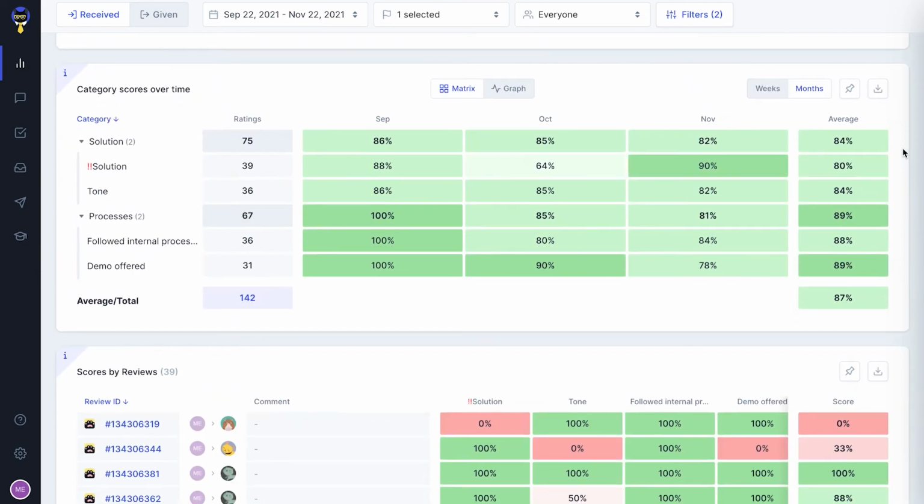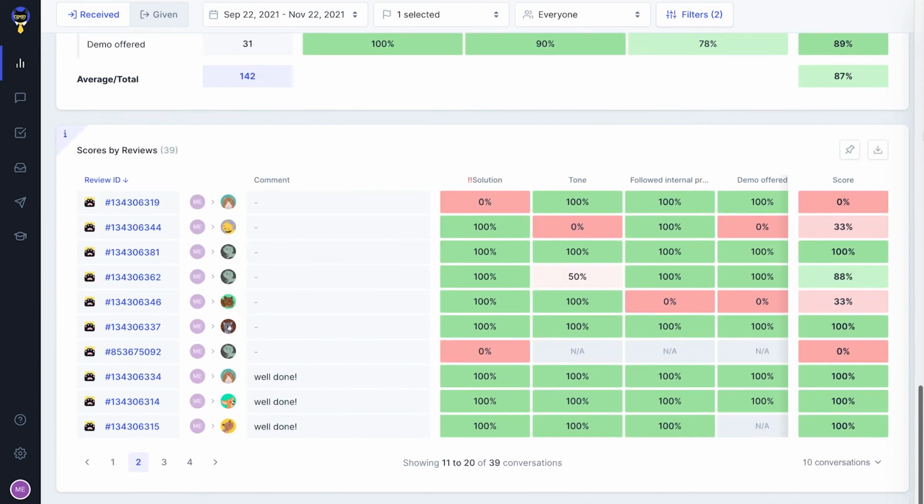The fourth table is the breakdown of the entire scorecard, and you can see rating categories performance over time. So for solution, we can see that September, the average of all of the reviews given under solution was 88%, then the average dropped and then increased again in November.